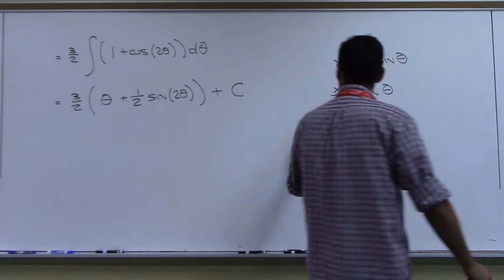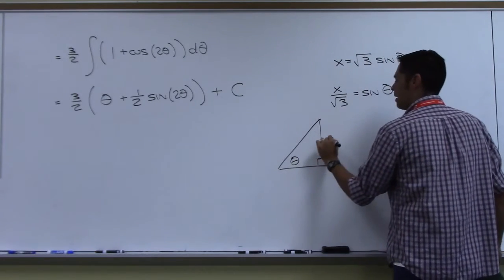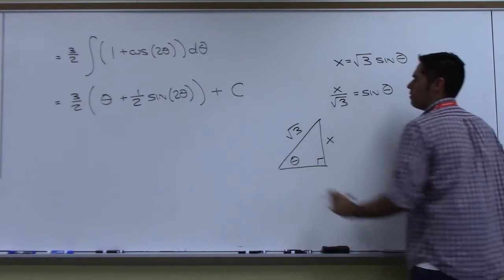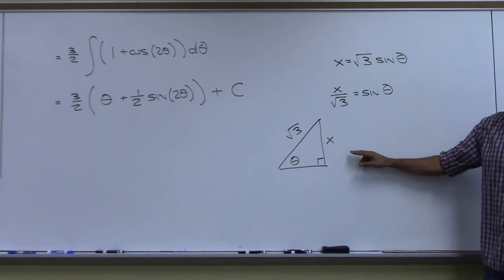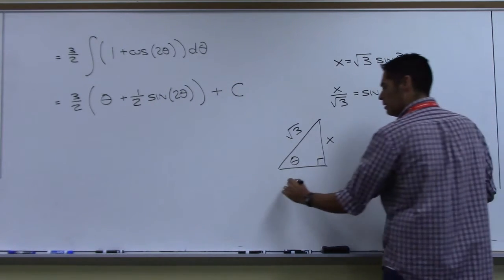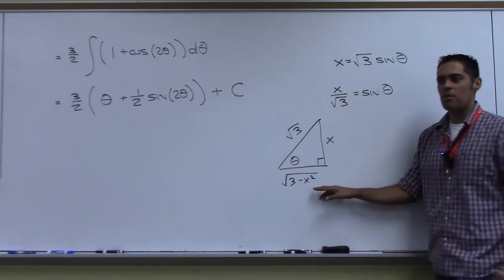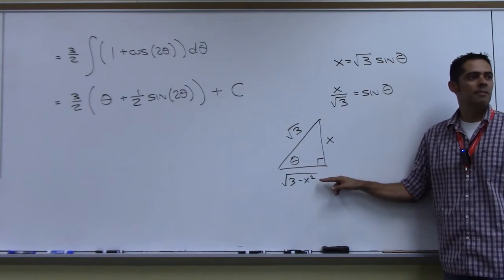But let me draw my triangle. Theta, x, root 3. Is that right? I'm going to need this side. I may as well get it now. What do you think it's going to be? Square root of 3 minus x squared. Didn't I tell you that that square root thing is going to appear on your triangle? There it is.